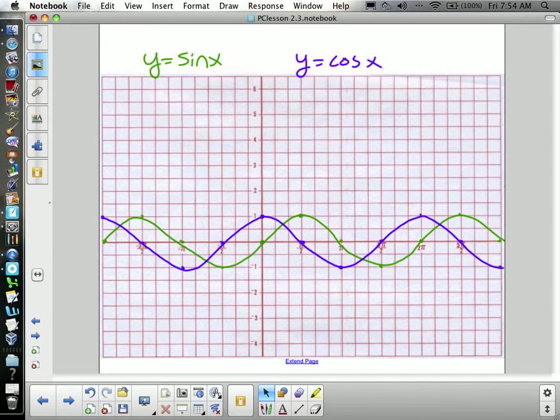Know the basic graph. And once we know that graph, then we can start learning things about each of those graphs, like their symmetry. Sine has symmetry about the origin, cosine has symmetry about the y-axis. All those sorts of things.